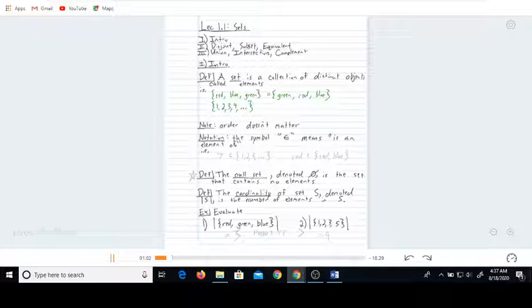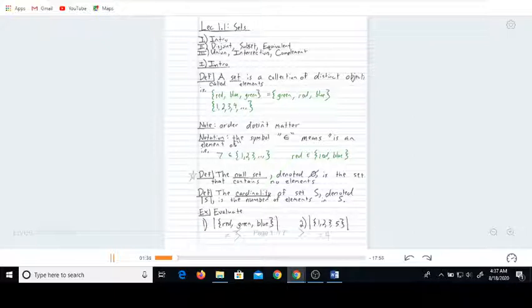And we want to go ahead and get some notation out of the way. So that symbol that looks like a C with a little dash in the middle means "is an element of." So for example, 7 is an element of the set 1, 2, 3, and so on. Or you can also say red is an element of the set of red and blue. So that symbol there just means is an element of.